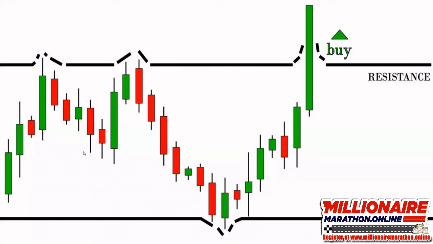So this is what breaking through looks like. Now this is a fake breakthrough right here because it's only the wick breaking through and it went back down. The wick broke through, it went back down, the wick broke through. That's a fake break. We call this a fake break.